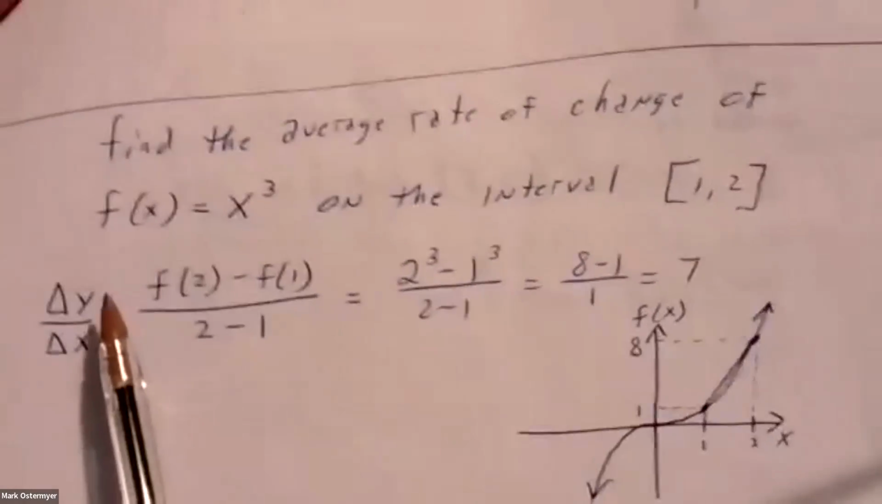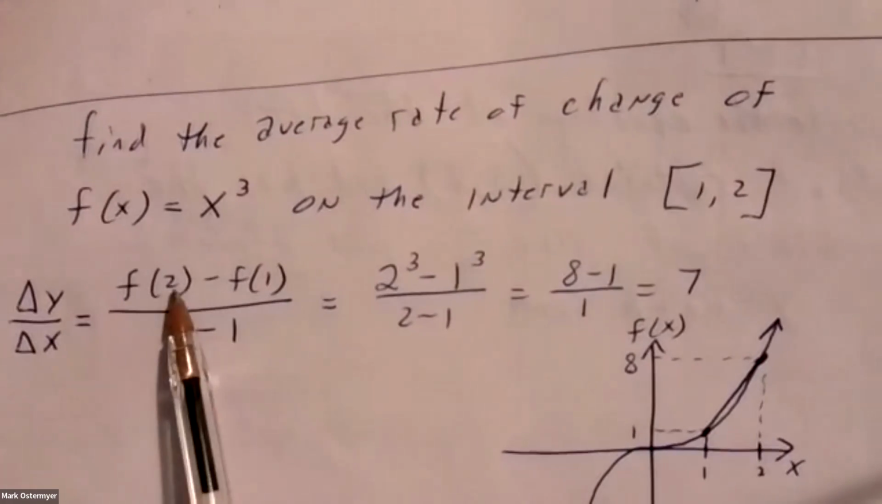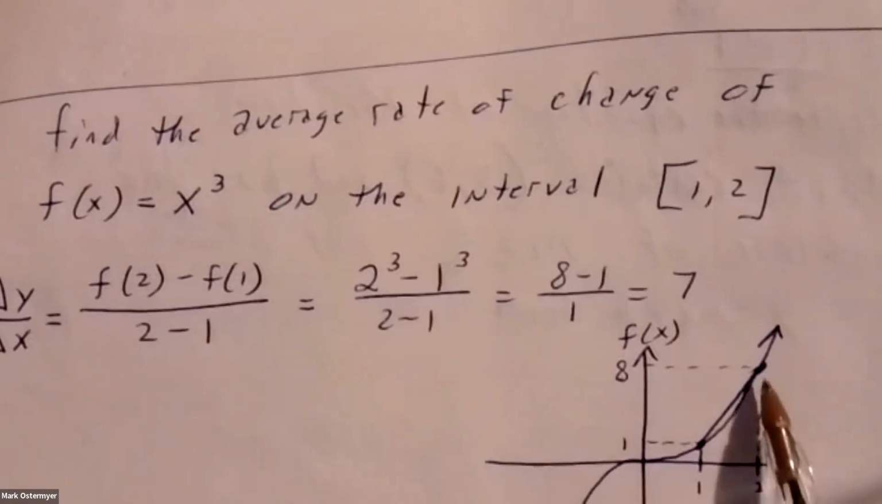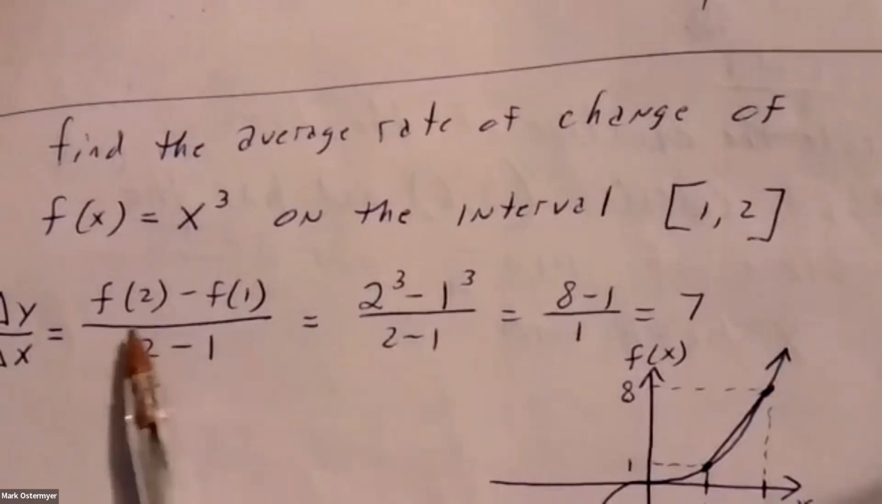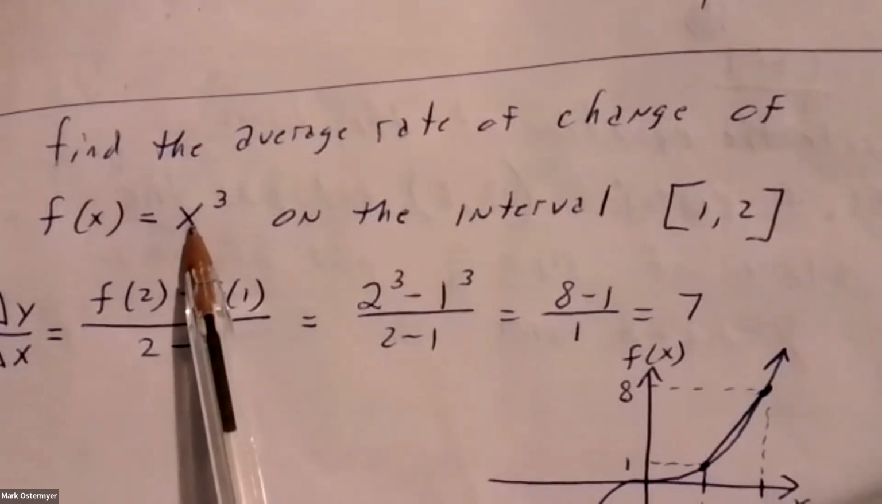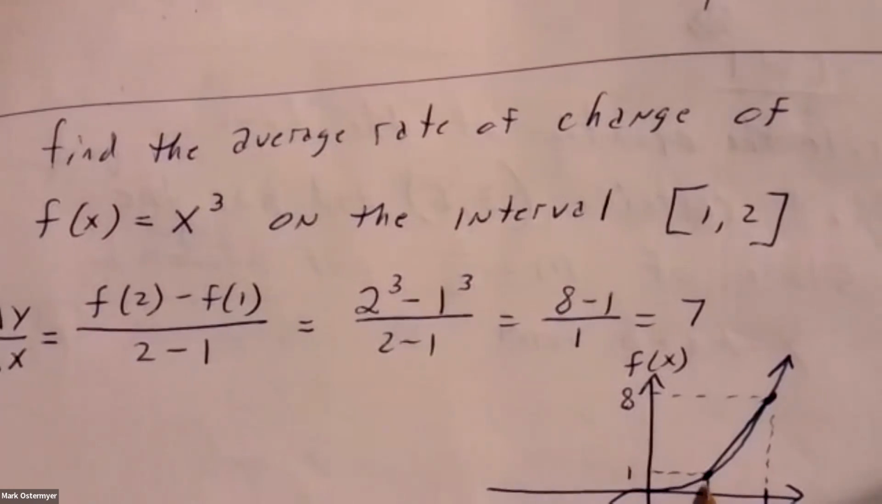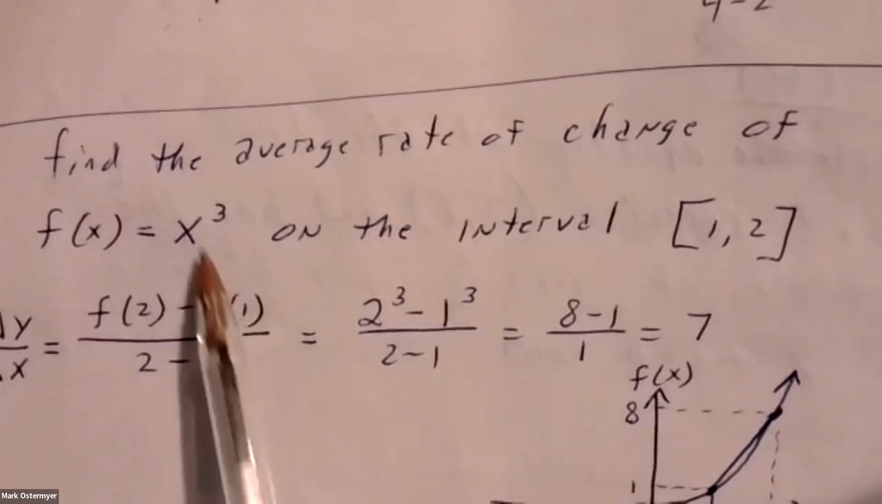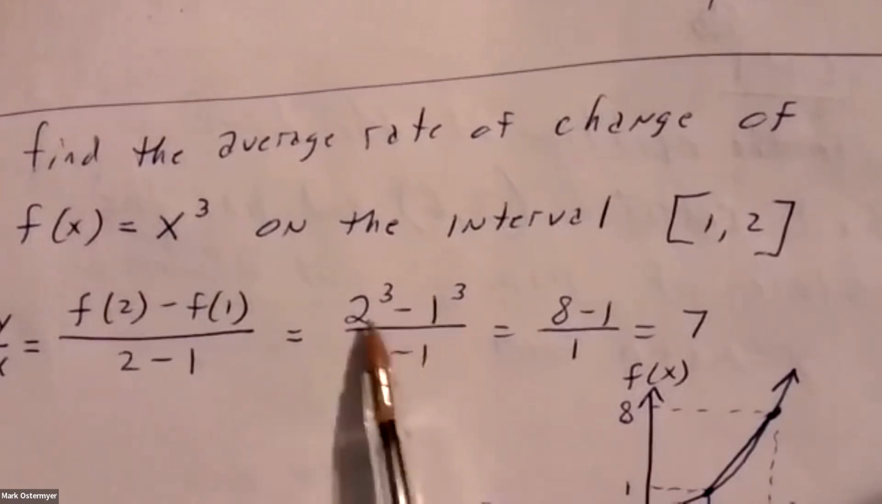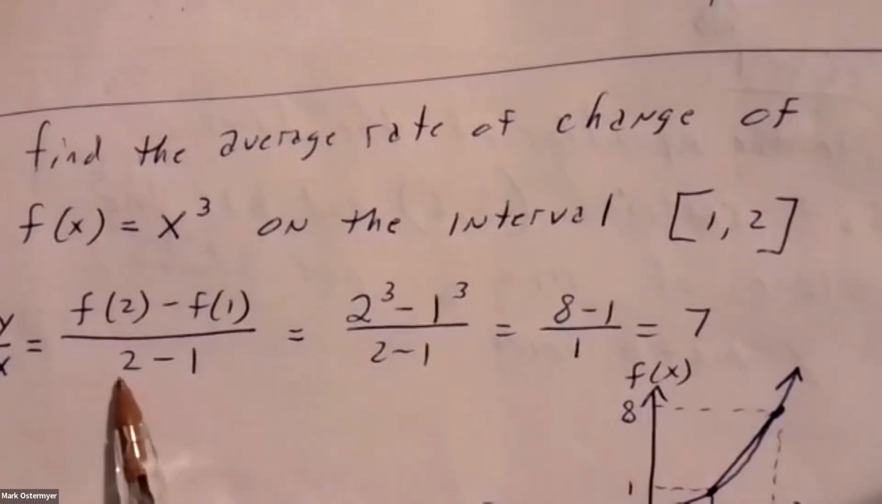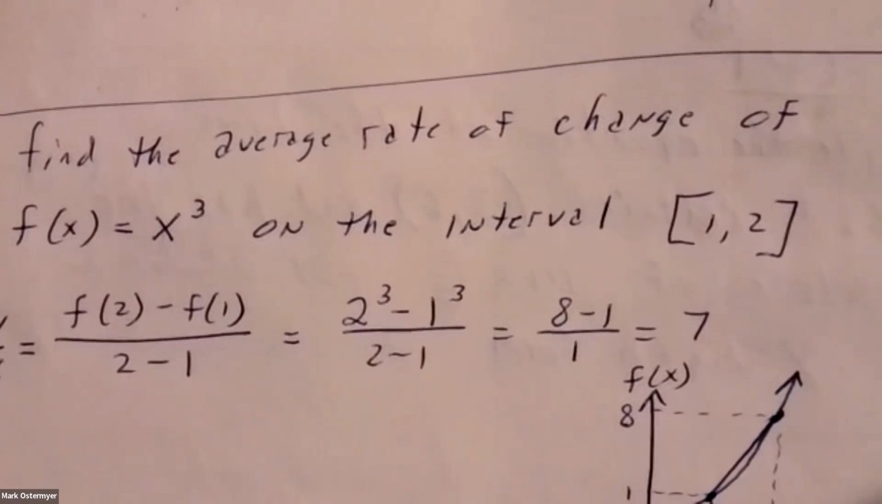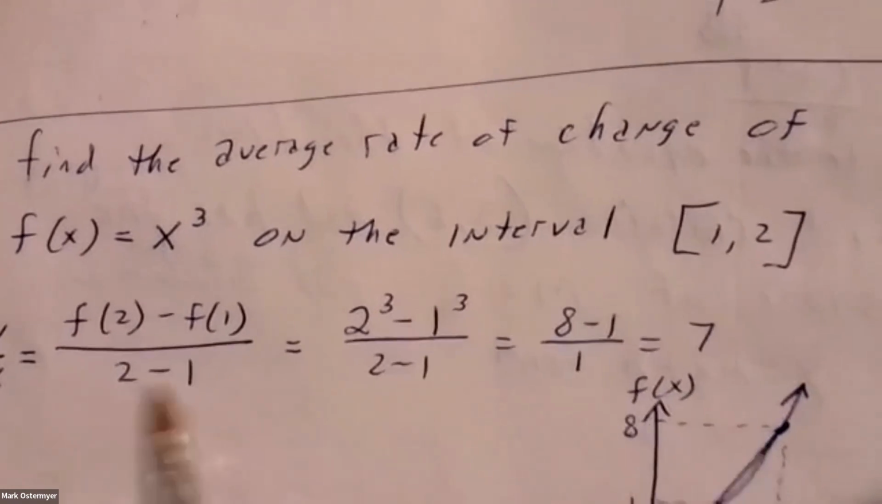So what's the change in y? Well, what's the value of my function at 2? In other words, what's f of 2? That means you've got to put 2 in here. So that's going to be 2 cubed minus f of 1. The value of my function when x is 1 is going to be f of 1, which is 1 cubed. That's the change in y, divided by the change in x, which is just going to be 2 minus 1. That's the change in x.